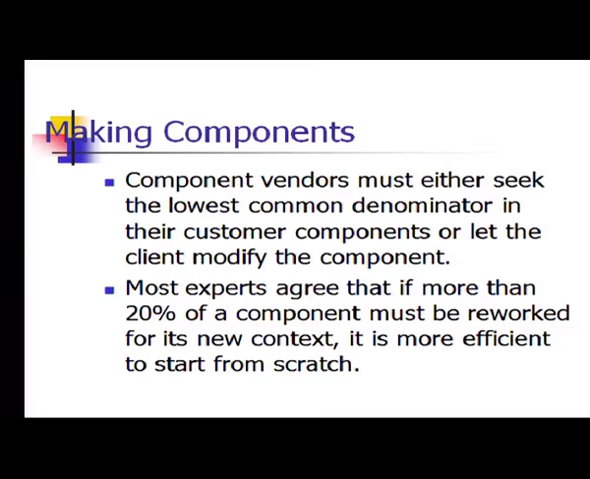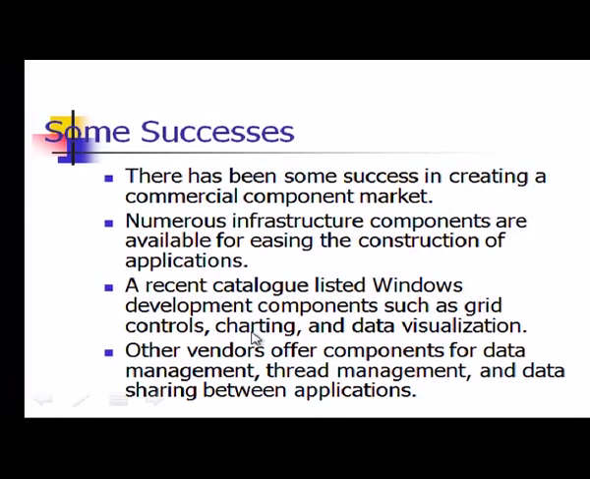10%, they draw a line. There is some theory that 20% of the code in white box can be changed. In practice, most practitioners say 10% is the brink, whatever the metric, just do it afresh. That is the thumb rule. There have been some successes in creating a commercial component market. Numerous infrastructure components are available for easing the construction of applications.